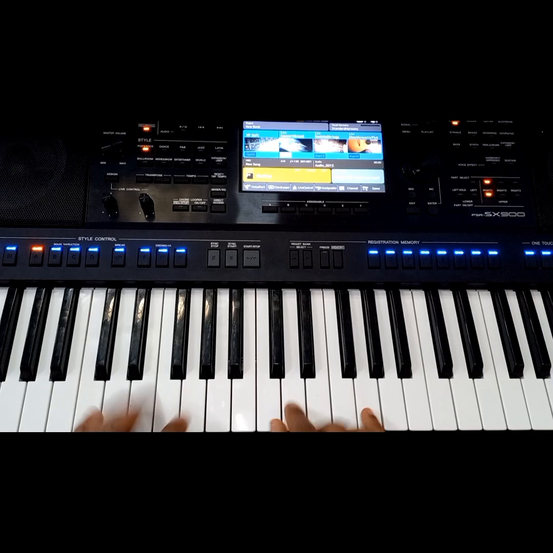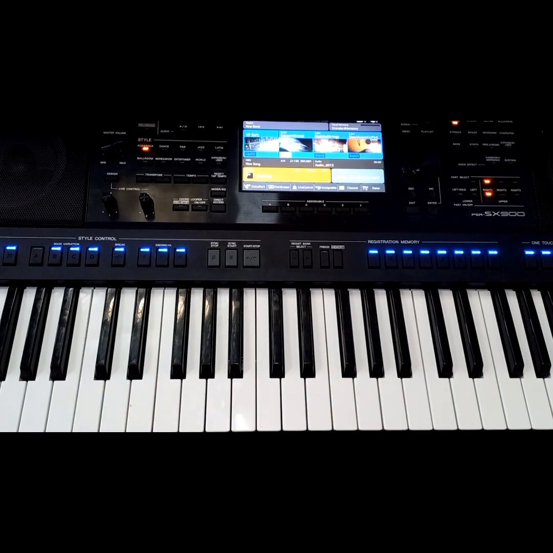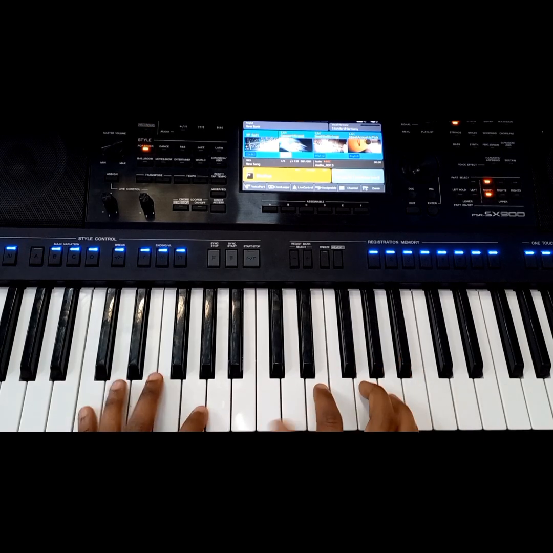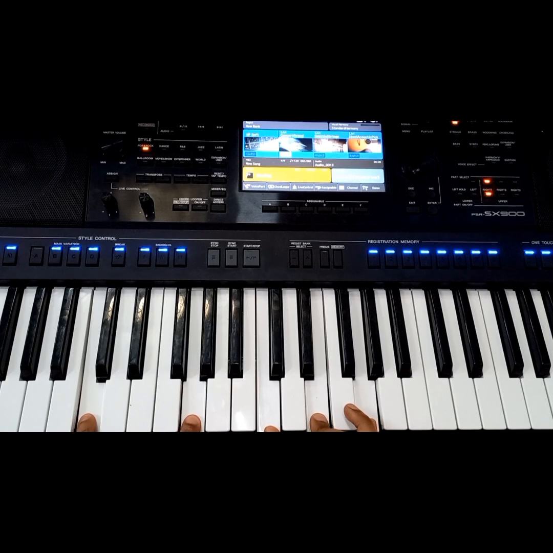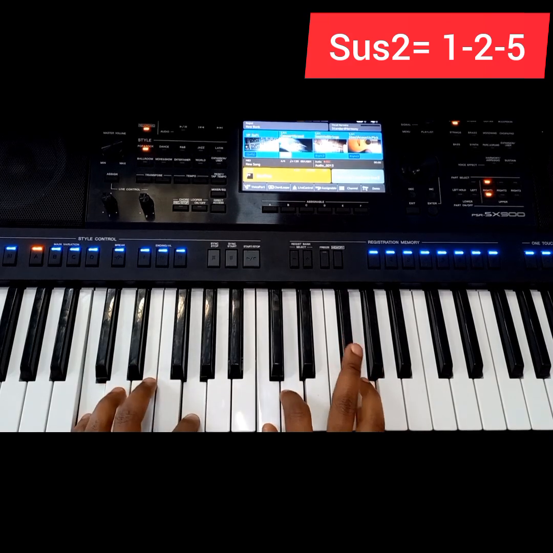So that is a C sus2. So for us to form a sus2, we lower the third by a full tone. That is, if you have a C major, you lower it by 2 half tones. So 1, 2. So this is a C sus2.